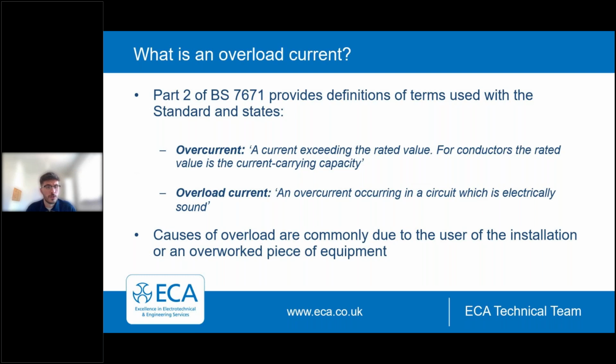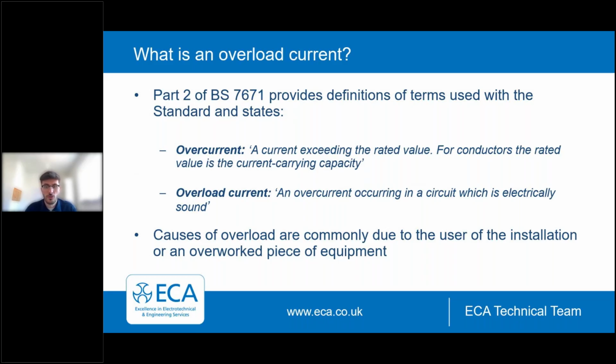So the first one I want to start with is an overcurrent, and Part 2 tells us that an overcurrent is a current exceeding the rated value. And when we consider conductors, the rated value is the current-carrying capacity of the conductor, which is generally information we would obtain from Appendix 4 of BS 7671. So with regards to an overcurrent, there are two types of overcurrent.